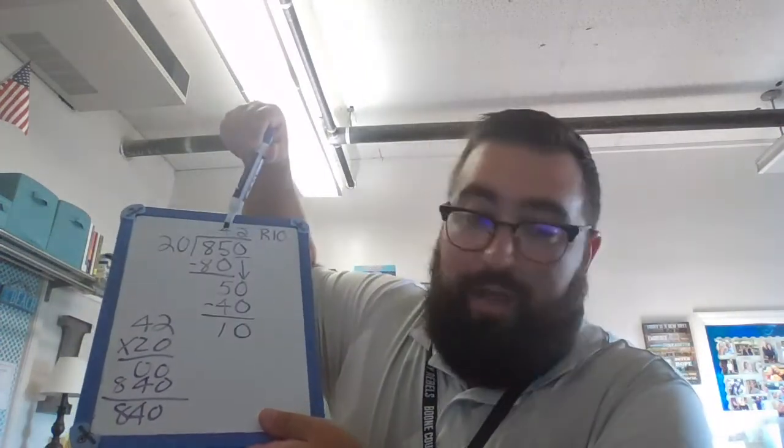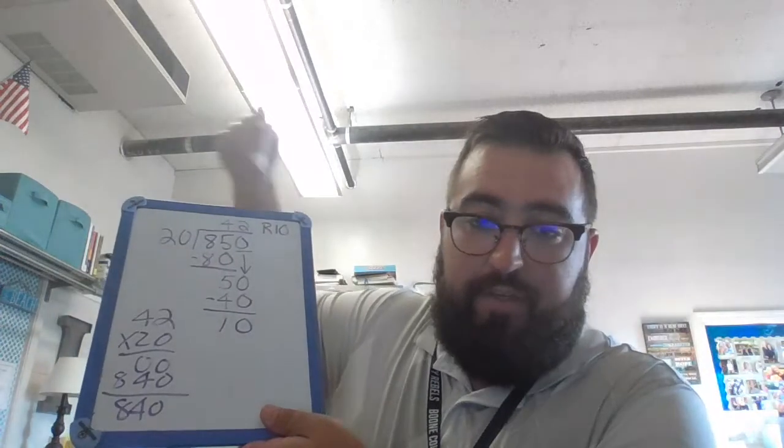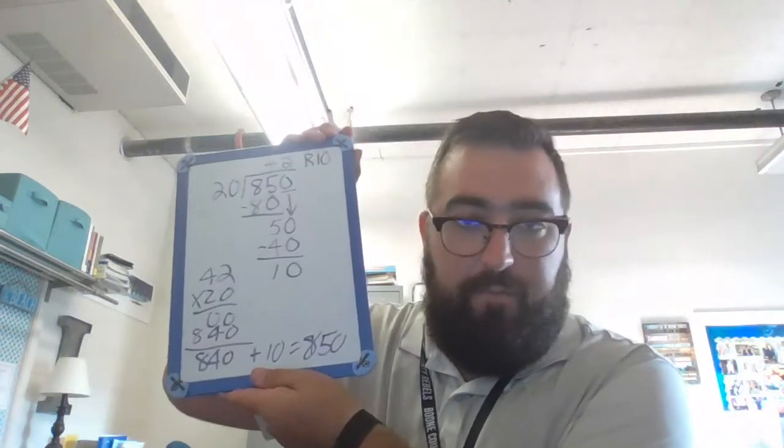840 does not equal 850. However, we still have that remainder 10. You just add the remainder back in. And for those of you following along at home, 840 plus 10 gives us 850. Therefore, we know our math is correct because we were able to verify it, and it came out equal, which is good. All right.